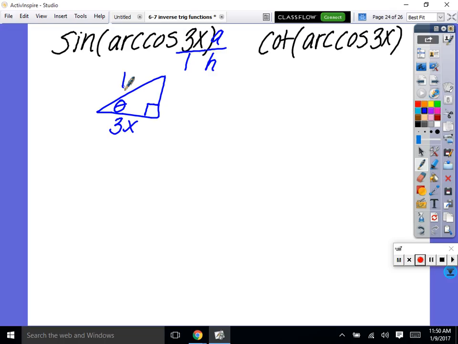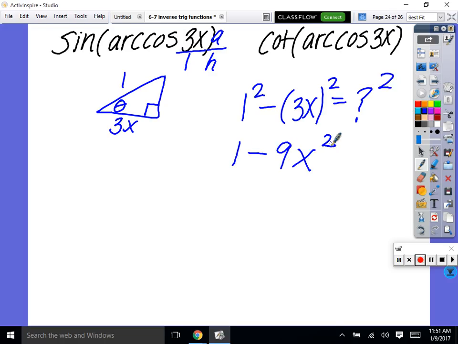So now we're going to do Pythagorean theorem to figure out this other side. That would be 1 squared minus (3x) squared equals our other side squared. So that's 1 minus 9x squared, correct, everybody? Then what would we do? Square root both sides, guys. It's just algebra. Don't let things get to you just because they're a little different. Now, we know it would absolutely not be okay to just square root that, since that would be breaking the forbidden rule. So we would not do that.